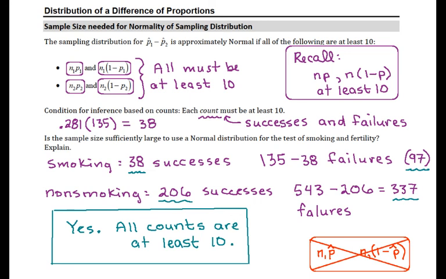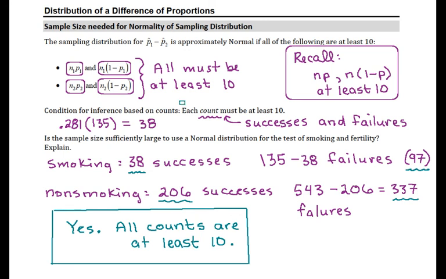So feel free to use either of these, but don't hold yourself responsible for the stuff that I wrote down here in the corner and just talked about for a moment. It's sufficient to just worry about this condition right here, that each count must be at least 10, or that all 4 of these must be at least 10.